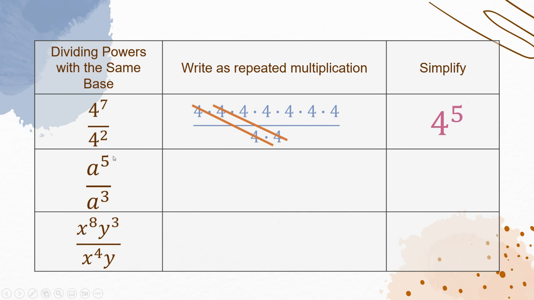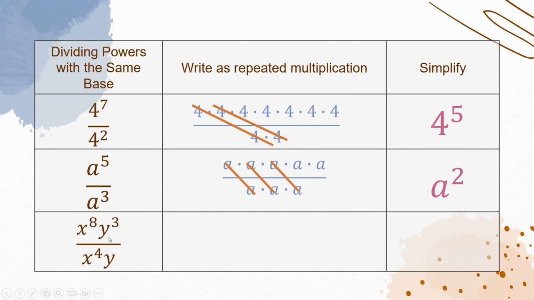For the next one, I have a to the fifth over a to the third. I have 5 a's up top and 3 a's down below. Again, I can cross these out. A divided by a is 1, this a divided by that a is 1, and that a divided by that a is 1. I'm left with 2 a's, so a to the second power. This next one's a little different: now we have 2 different kinds of bases here.